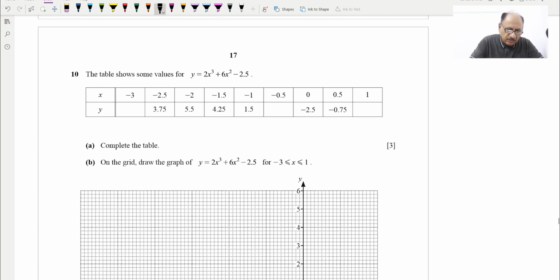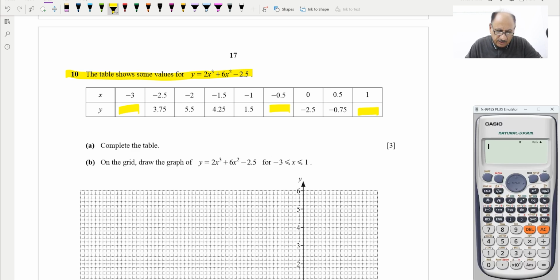Now question number 10. The table shows some values, and these are 3 blank values. We need to write those values. So we'll type the equation 2x cube plus 6x square minus 2.5. So we have written the equation to check whether we have written everything right.